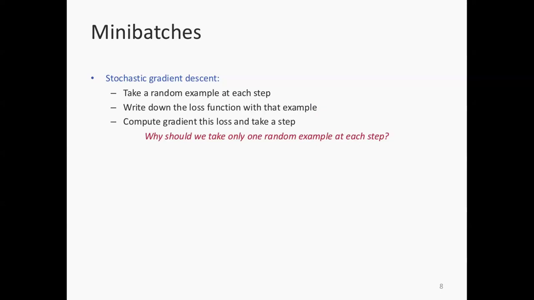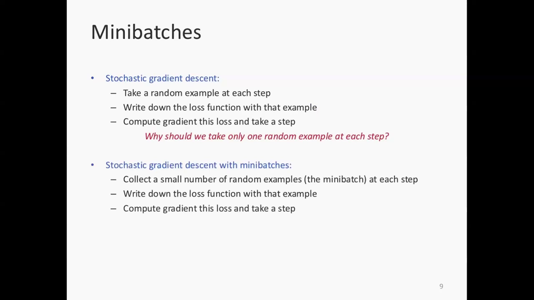It's not the entire set of examples. You randomly pick 10 examples maybe, and then you pretend that that is your entire data set, and you write down the loss on that, and you take the gradient. This is the idea of using a mini batch. You pick a random set of examples, and you pretend that that set of examples is your entire data. You write down the loss functions, you compute the gradient, and you proceed exactly as it was before.